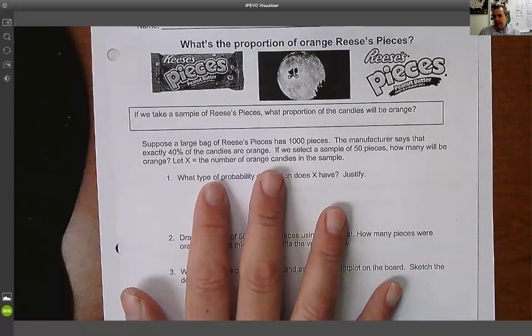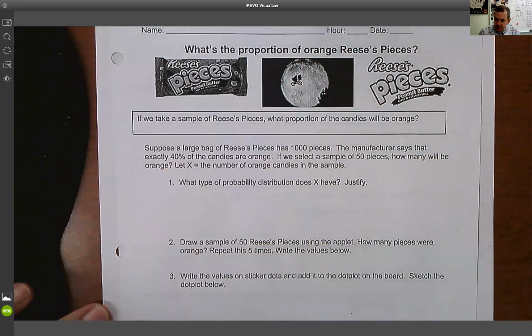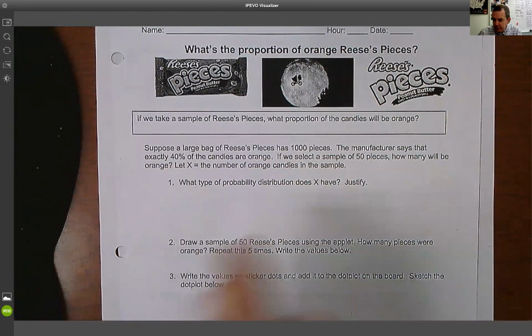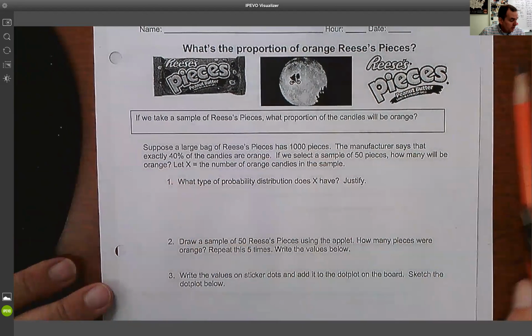Okay, so we're going to look at what proportion of Reese's Pieces are orange. So suppose a large bag of Reese's Pieces has 1,000 pieces. The manufacturer says that exactly 40% of the candies are orange. If we selected a sample of 50 pieces, how many would be orange? Let X equal the number of orange. So this is a little bit of a review.